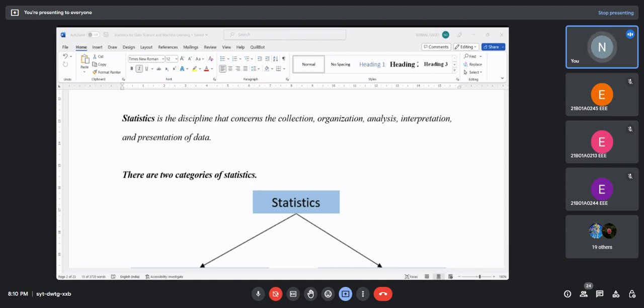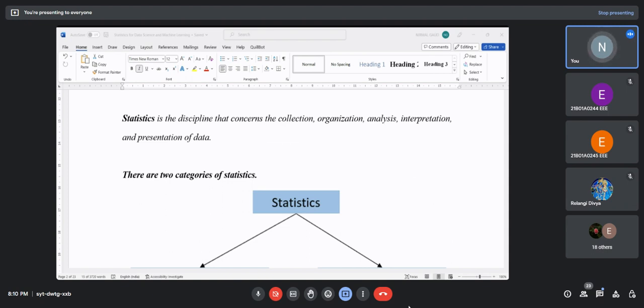Here the simple definition has been written. You are seeing the simple definition. Collecting the data, okay, organize it, because the data can be in a rough format. So you need to organize the data into something good and meaningful. Then you need to perform analysis over it, you need to perform interpretation over it, and then finally you need to present the data. That's what statistics says.